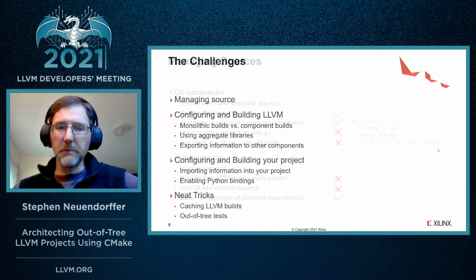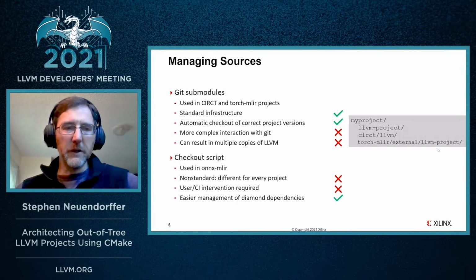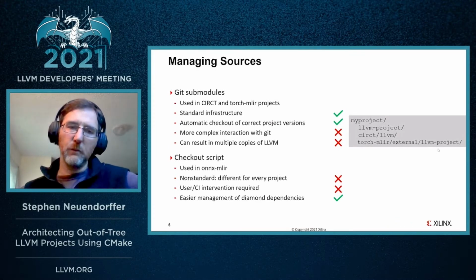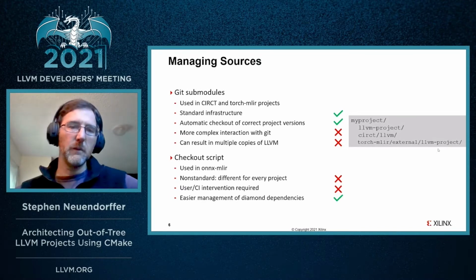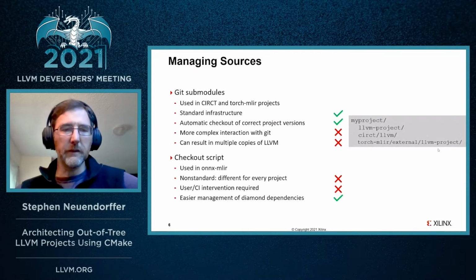So how do we manage our sources? In the LLVM incubator projects, most of the time we focus on using Git submodules to manage our source code. In this case, we use special Git commands related to submodules that allow us to refer to the LLVM sources and to bring them into our tree. And the great thing is that this is standard infrastructure. We're just using existing Git commands, and Git will automatically check out the right version of LLVM along with your project when somebody checks out your project from GitHub, for instance.